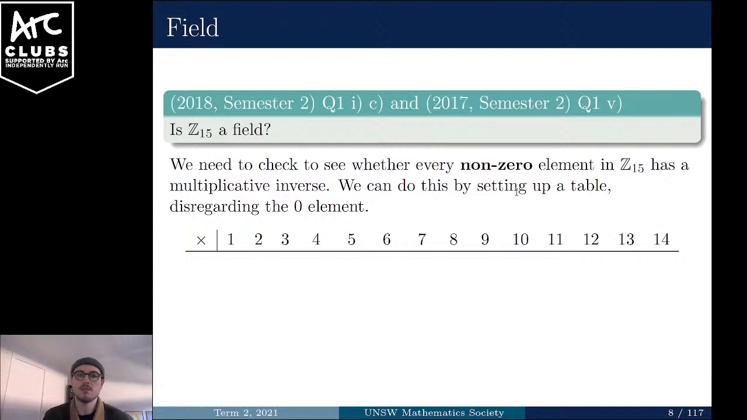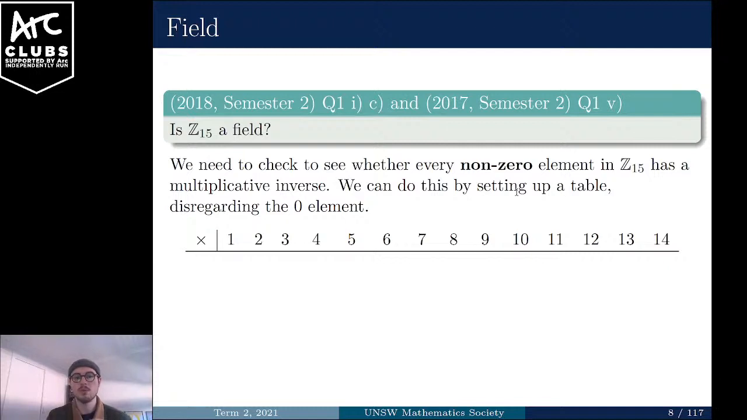So this question is taken from the 2018 paper. It just says simply, is Z15 a field? Right, so Z15 we know is the integers modulo 15. So in order to check whether this is true or not, we just need to check that last condition. So we're going to check if every non-zero element in Z15 has a multiplicative inverse.